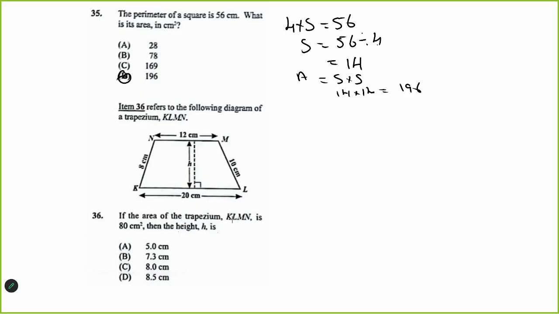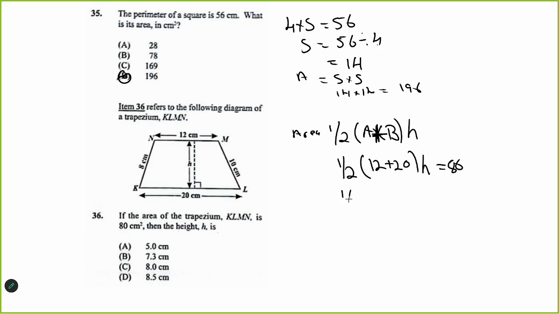The area of a trapezium is 80. Then the height is, now we know the area of a trapezium is a half A times B times your height. No, A plus B. Right? And if you don't know the formulas, they do give it to us in the formula sheet, right? That's a half of 12 plus 20 times your height is equal to 80. So that's a half of 32 times your height. A half of 32 is 16.